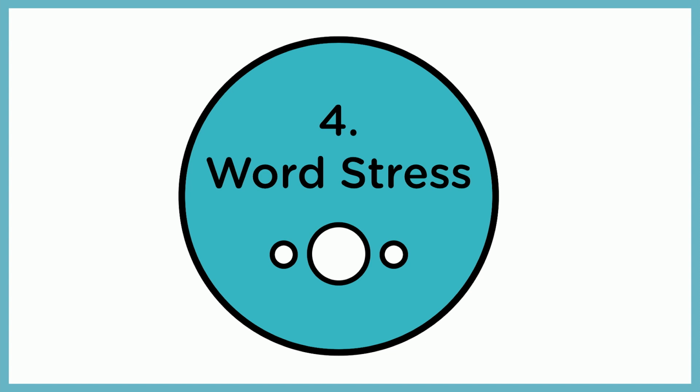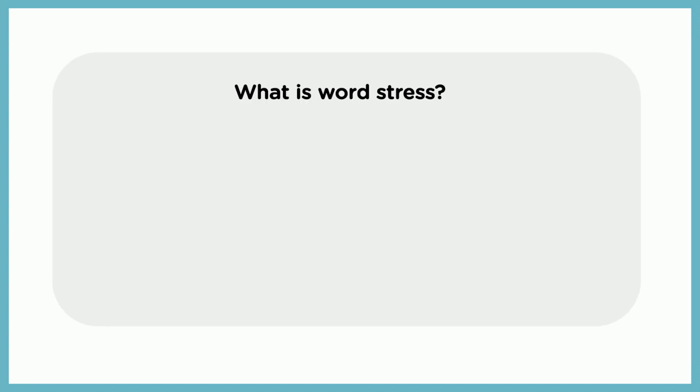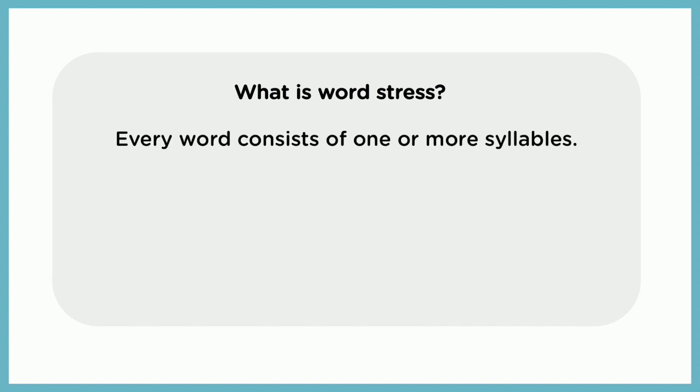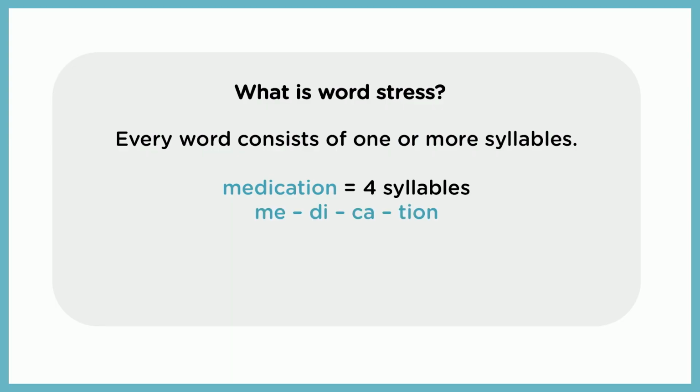So let's talk about word stress. Well, first of all, what is word stress? Well, every word in English consists of one or more syllables. So, for example, medication has 4 syllables. Now, what is a syllable? Well, a syllable is like a beat. It's a part of a word. So, medication, medication. We can break it up into 4 beats. Here they are, separated. Medication.